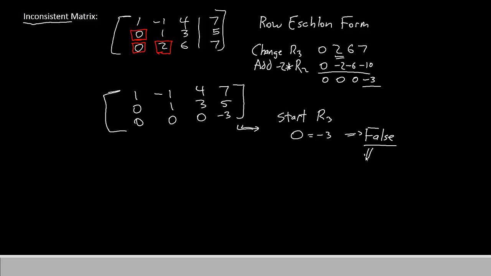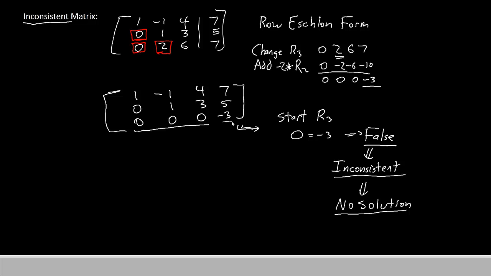Anytime you have a false statement in your matrix, that's called inconsistent. We would say that this matrix is an inconsistent matrix. And any inconsistent matrix has no solutions at all. The matrix simply can't be solved, and it's good enough just to say no solution. This will happen anytime you have a bottom row that has all zeros except for the last column, where you might have some other number.